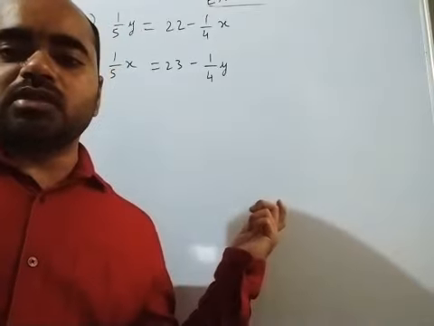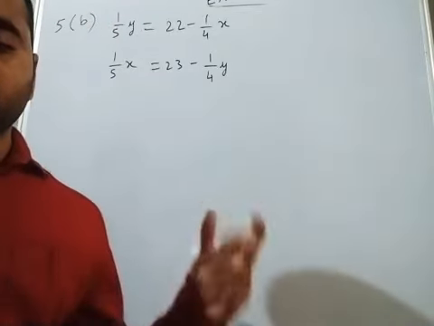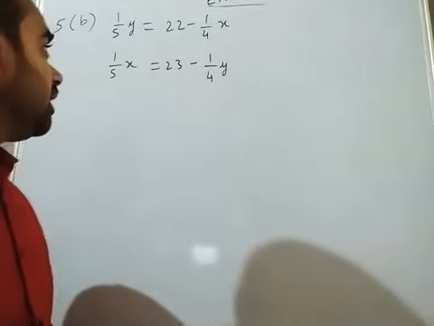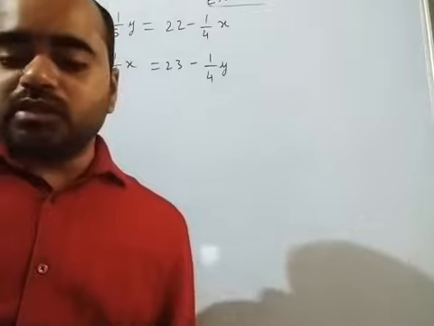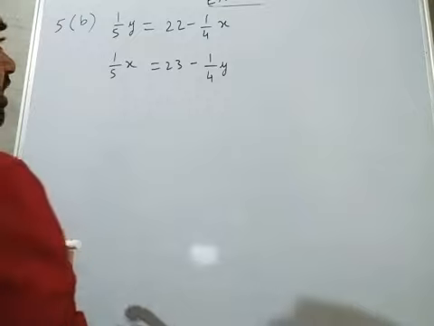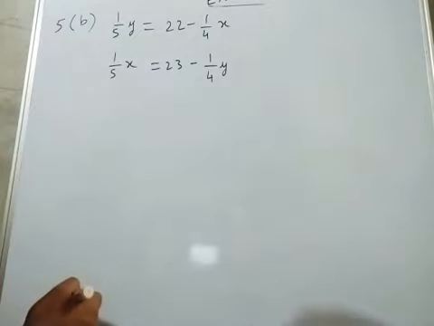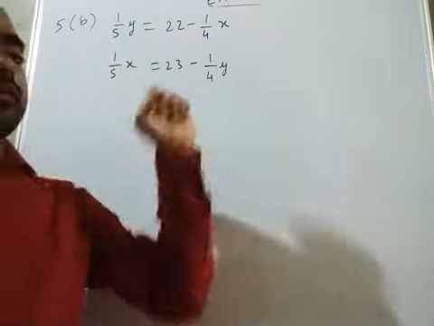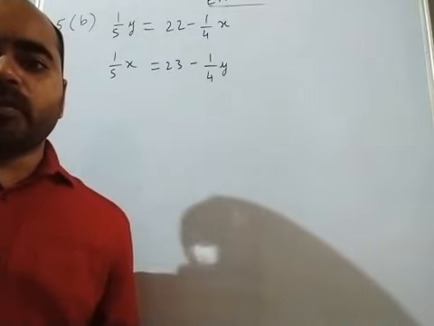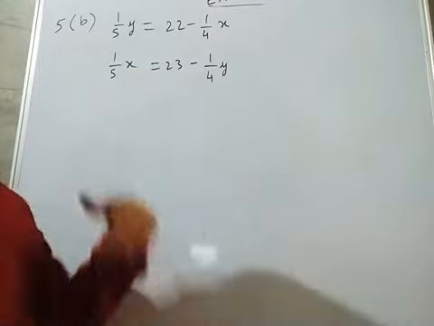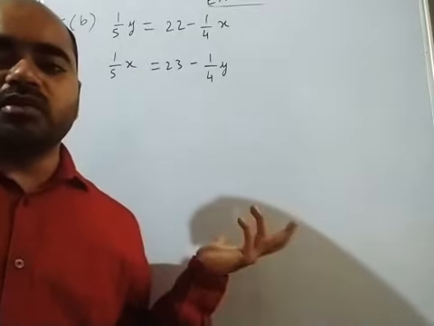Now I will discuss question number 5, D part. Clear? First equation: 1 upon 5y is equal to 22 minus 1 upon 4x, and 1 upon 5x is equal to 23 minus 1 upon 4y. First you can simplify. How to simplify? What is the LCM of 5 and 4? 20. Here also 20. It means we can multiply by 20 in both the equations.